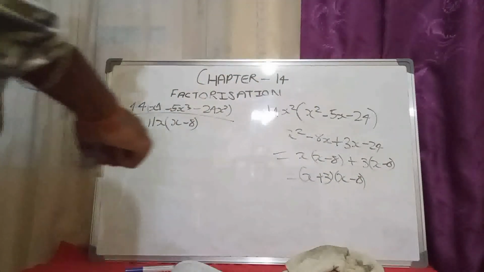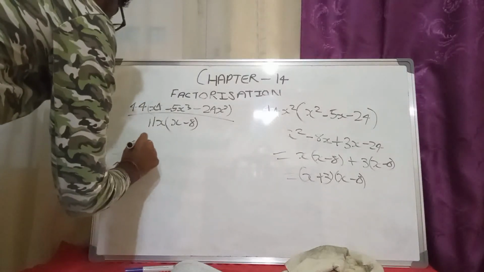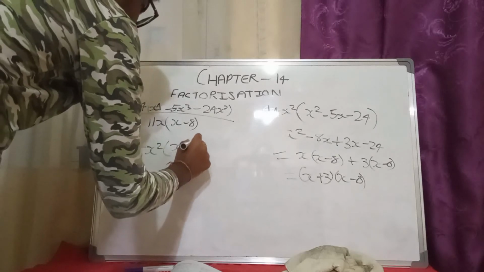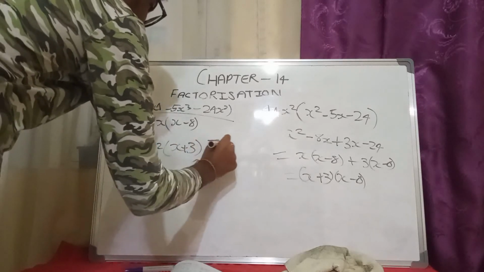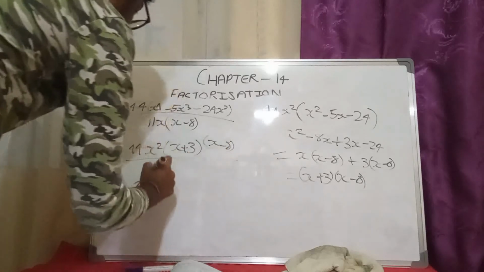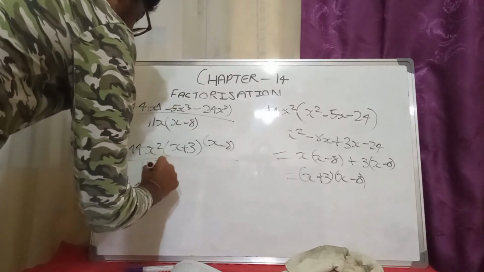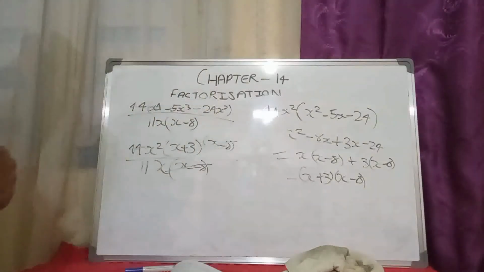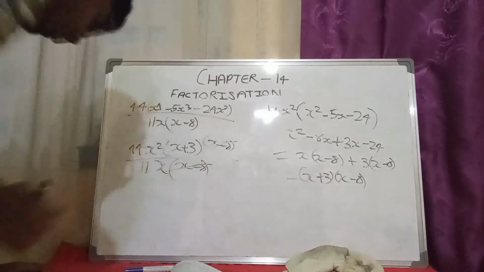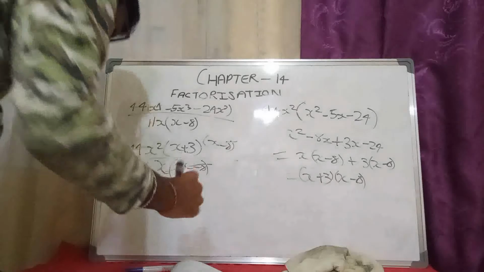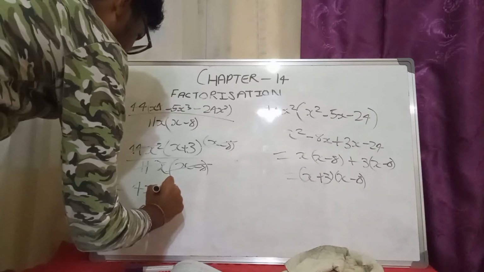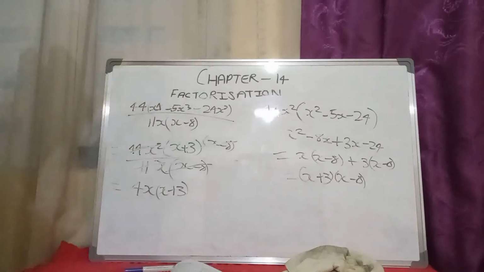So we get 44x square into x plus 3 into x minus 8, divided by 11x into x minus 8. We cancel x minus 8 with x minus 8. Then we cancel 11x with 44x square, so 44 by 11 gives 4. We get 4x into x plus 3. That's the answer.